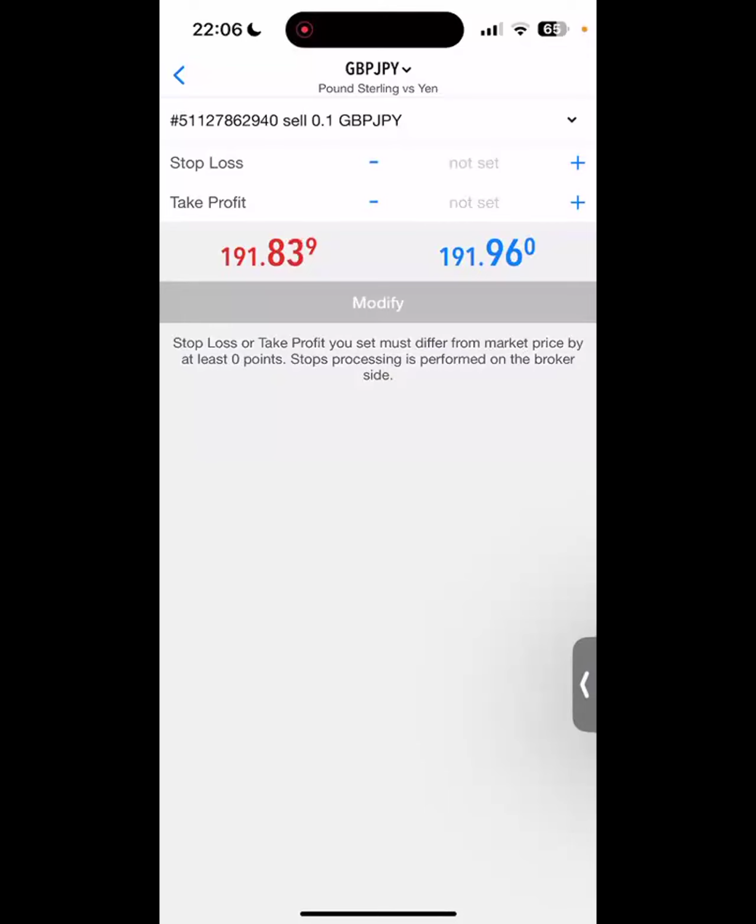So yeah, that's it. Then let me answer. I think we have a question. So that's just it. Once you modify, put your stop loss and TP, and then you click this modify that you're seeing here, and you're good to go.